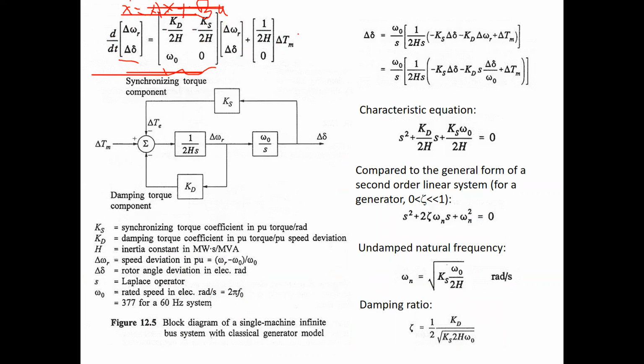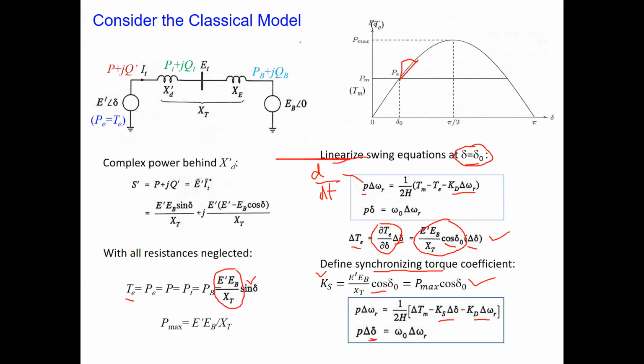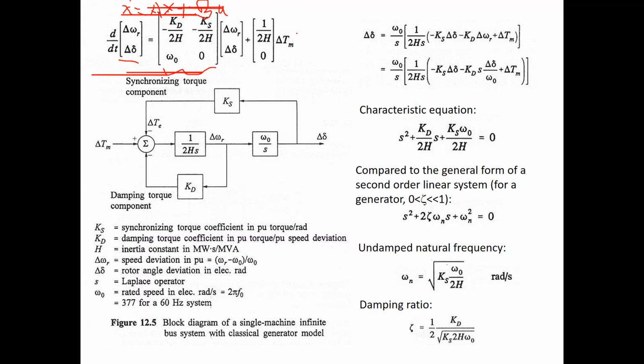Okay. So what is the B matrix now? Can anybody comment? Okay, 1 over 2H and 0. Yeah. So that means you are representing in the model the turbine power as the input. Okay. This is the B matrix, and the turbine power you are representing as the input to the system.